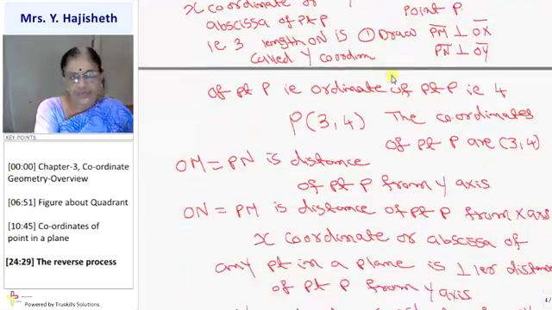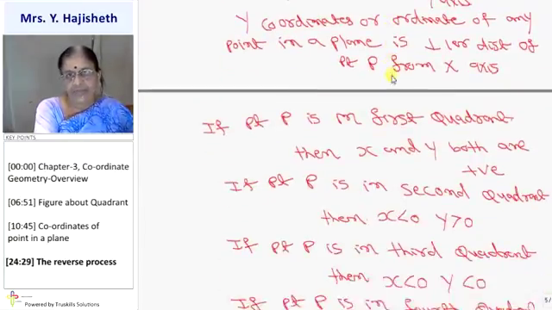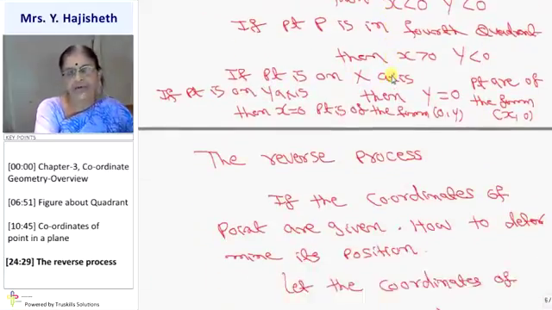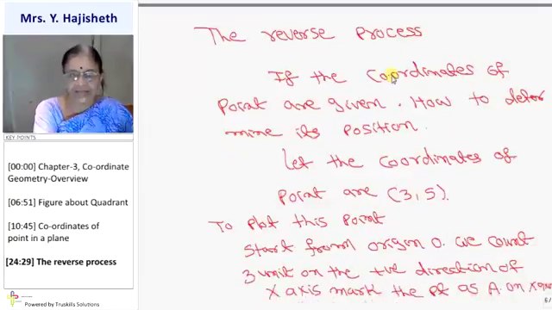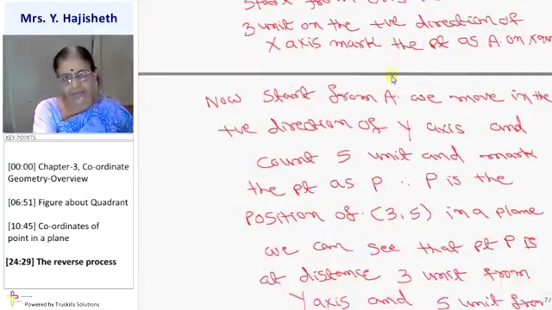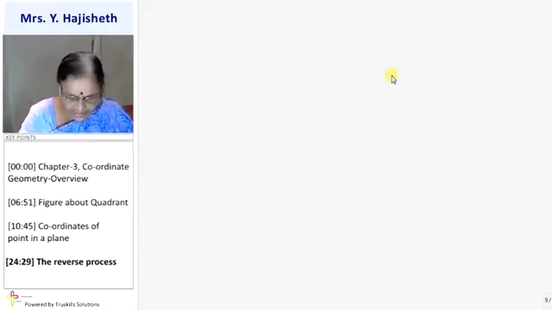So both the processes I have explained to you. A point is given in a plane, how to determine its coordinates, and suppose coordinates are given, then how to determine its position in a plane. Both ways, direct and converse process, I have discussed. Also I have given an idea of abscissa and ordinate. Everything is done.